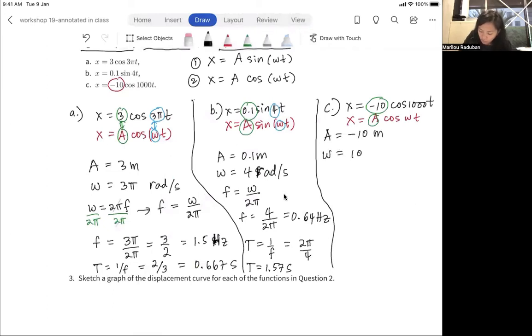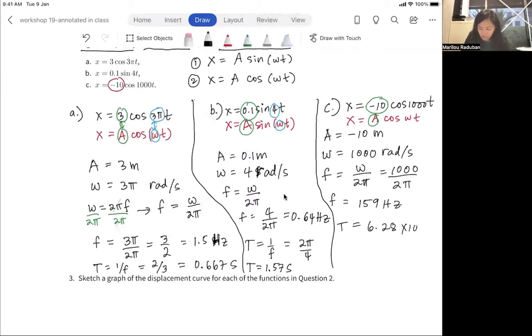And omega will be 1000 radians per second. Therefore, frequency is equal to omega over 2 pi, or 1000 divided by 2 times pi. That will give you 159 hertz. And the period will be the inverse of that, 6.28 times 10 to the minus 3 seconds. So period is, of course, 1 divided by the frequency.